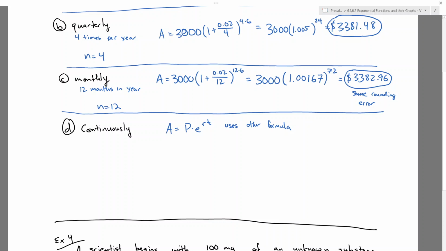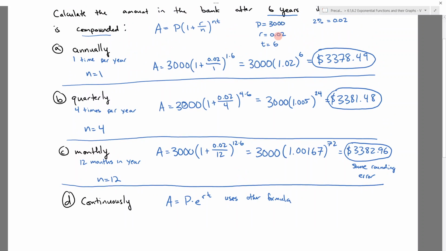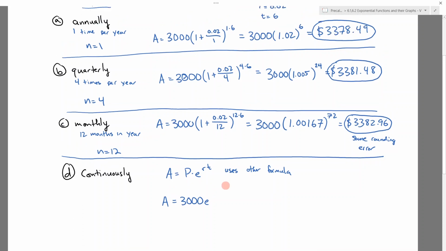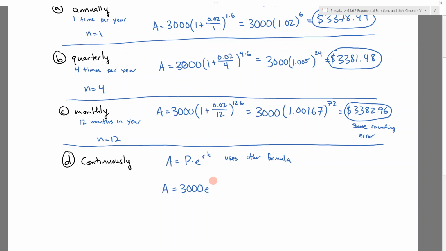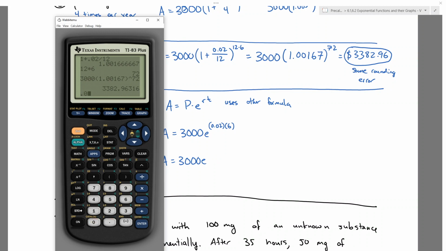Okay, so the parameters are the same as before. So P is 3000, r is 0.02, and t is 6. So we just plug that in. 3000. e is not a variable, it's a number. It's the natural number. r is 0.02, t is 6. Okay, so now let's calculate this. So 0.02 times 6 is 0.12.